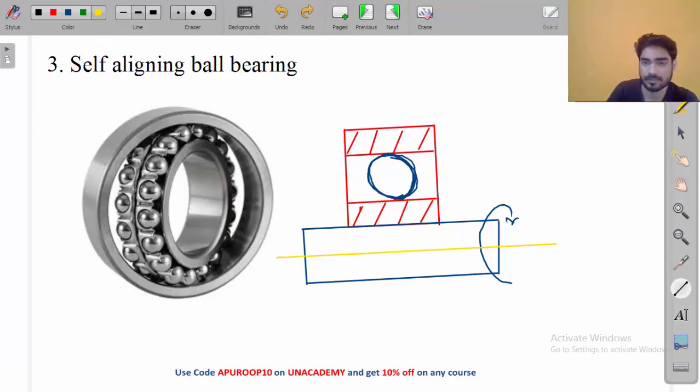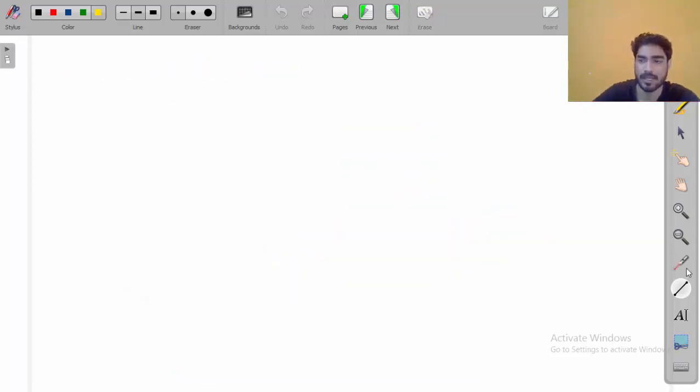This will be the axis. Look at the axis: inner race and outer race, both axes are parallel to each other. But my friend, in some cases misalignment happens. If there is misalignment, then you need your inner race to rotate, like this.